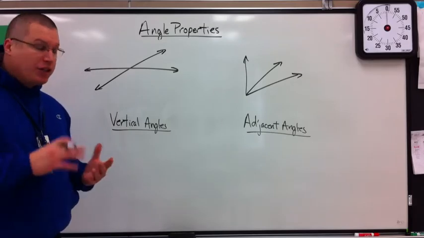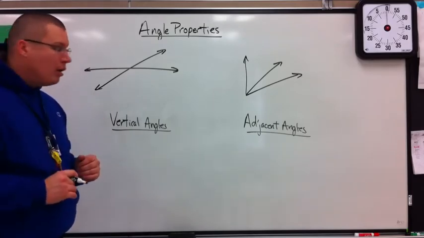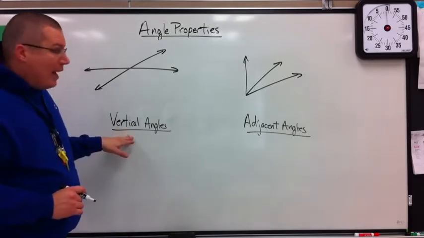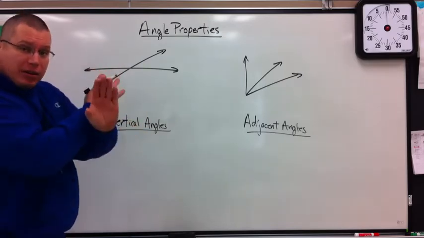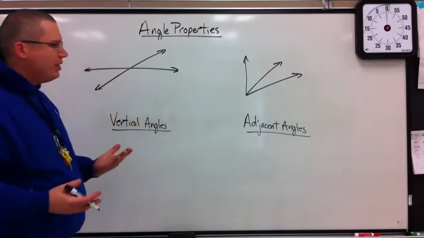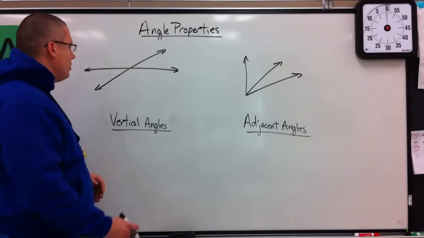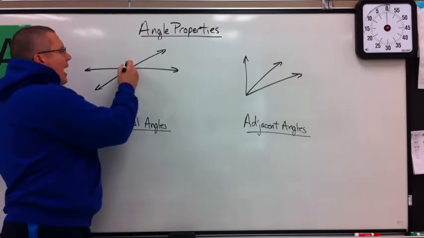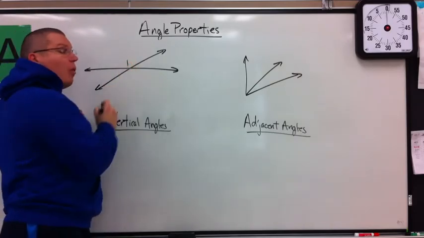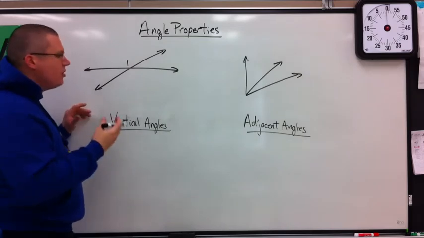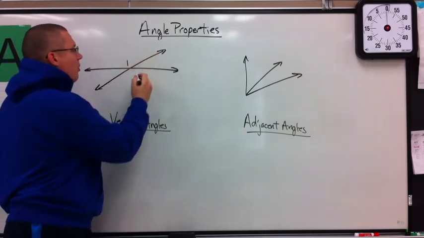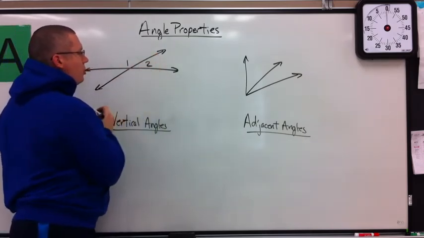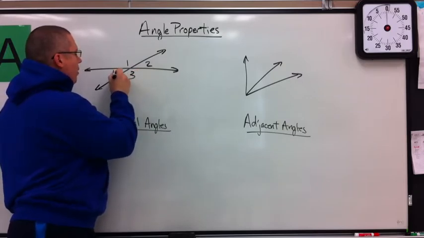Next pair, still dealing with two angles. Next pair is vertical angles. If I take any two lines and intersect them, I am always guaranteed to get four angles. That's just the way it'll work. So let's say I have an angle up here. I'm going to call it angle 1. I don't know how much it is, I just know that there is an angle up top, angle 1. This angle is angle 2. This angle is angle 3 and angle 4.